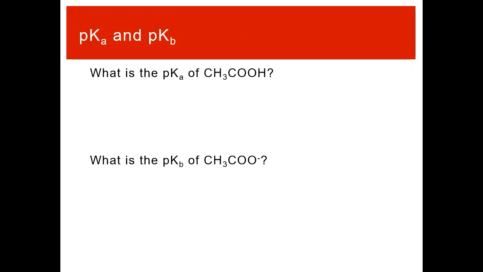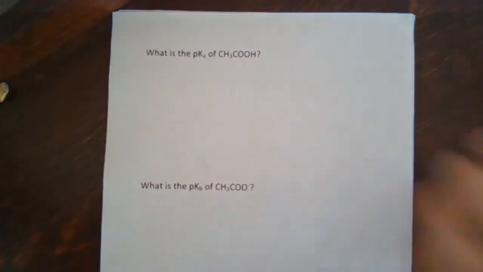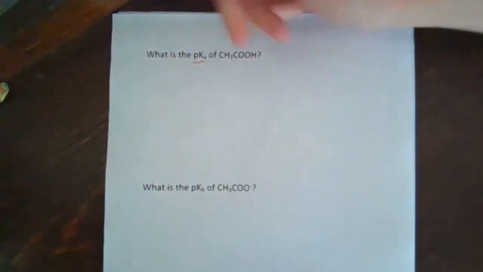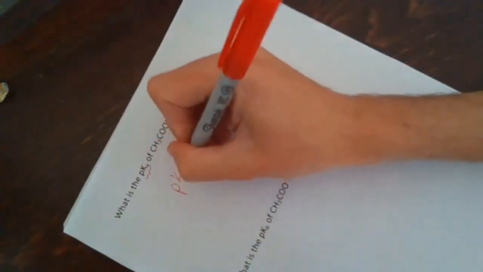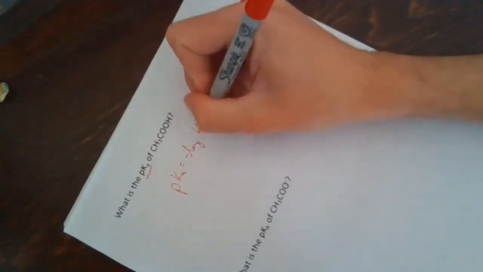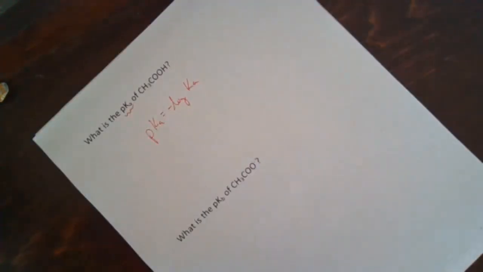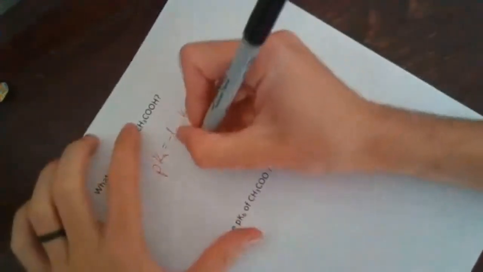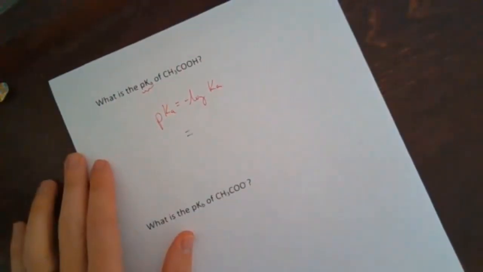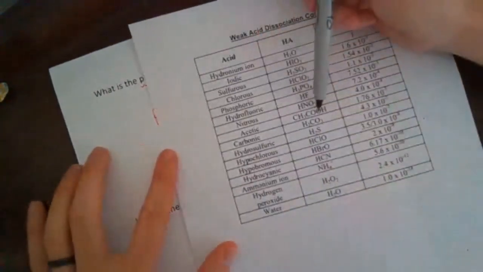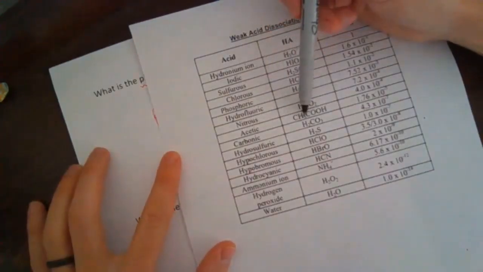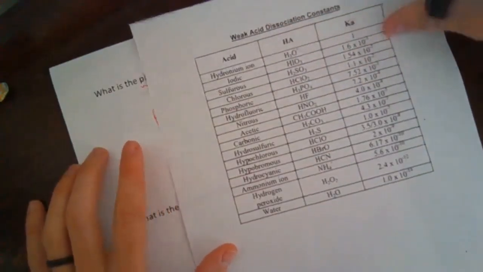What is the pKa of acetic acid, CH3COOH, and what is the pKb of acetate, CH3COO-? So I want to know the pKa of my CH3COOH. pKa is equal to the negative log of the Ka. P always just means negative log, so we just take the negative log of that value. If we want to know the Ka of something like acetic acid, we can always look up that piece of reference information. CH3COOH was 1.76 times 10 to the negative 5th.